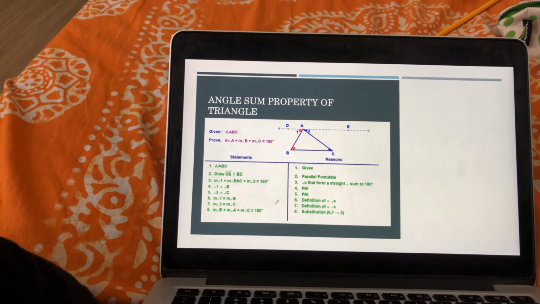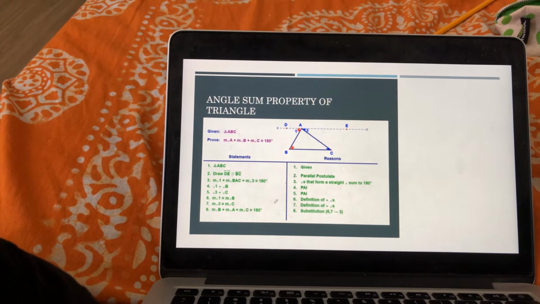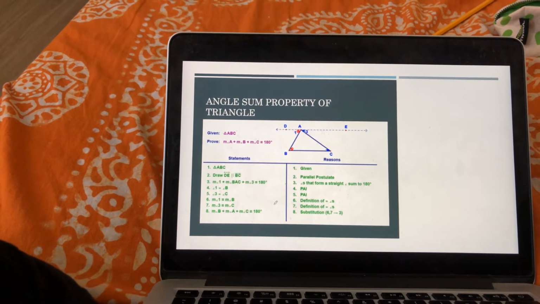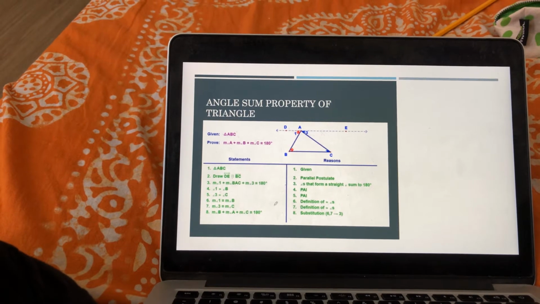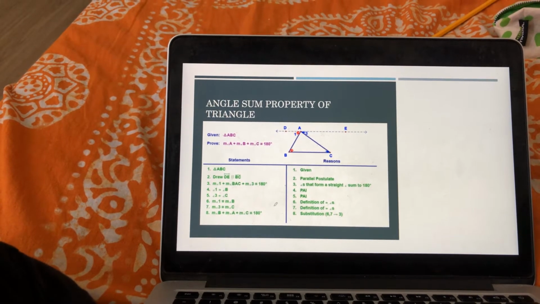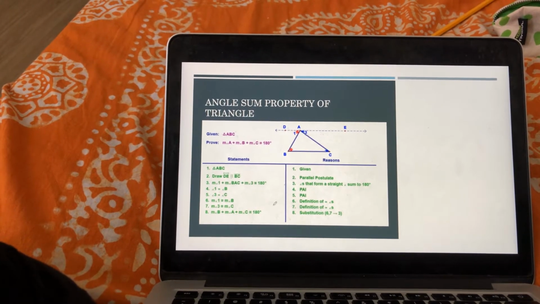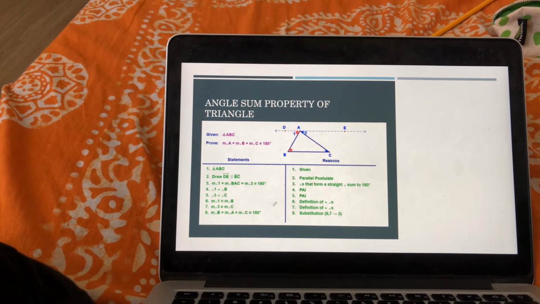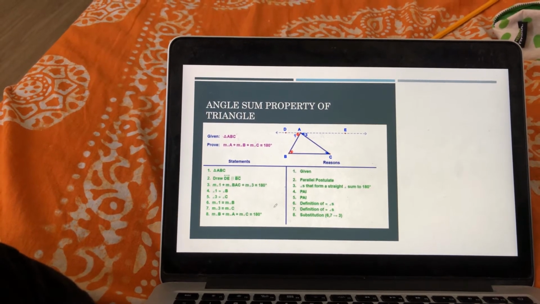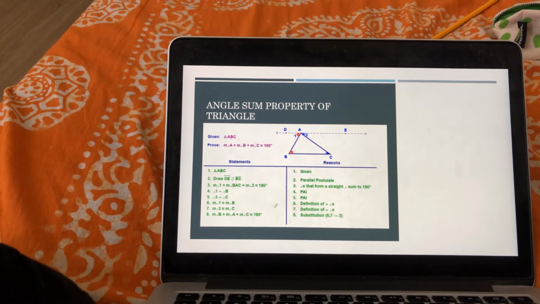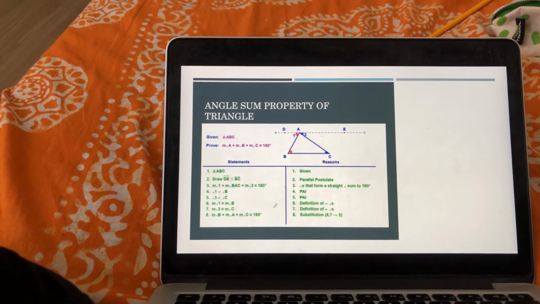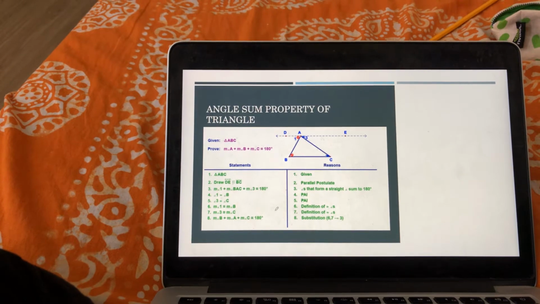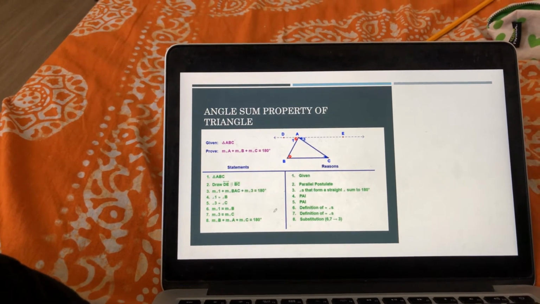Okay, so we learned what is a triangle, the way to classify triangles, and we learned the line segments in the triangle called median and altitude, where median cuts the opposite side of the vertex at midpoint, while altitude cuts the opposite side of the vertex at 90 degree. So the first property that we will be studying is called the angle sum property of a triangle.